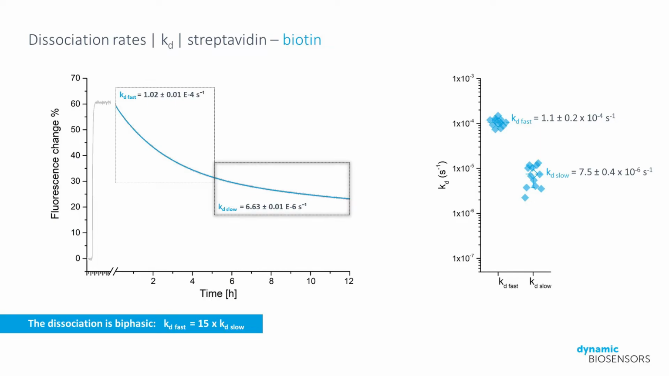This experiment demonstrates the importance of measuring above 5 hours dissociation time, because only at this time you can appreciate the slow dissociation rate in the range of 10^-6. And with this experiment we also demonstrate the ability of the heliX biosensor to measure association and such a long dissociation rates at the same time.